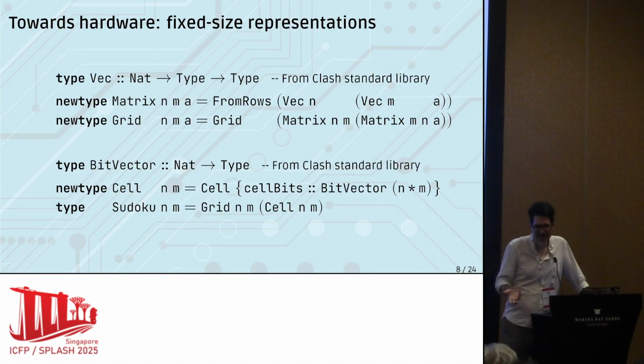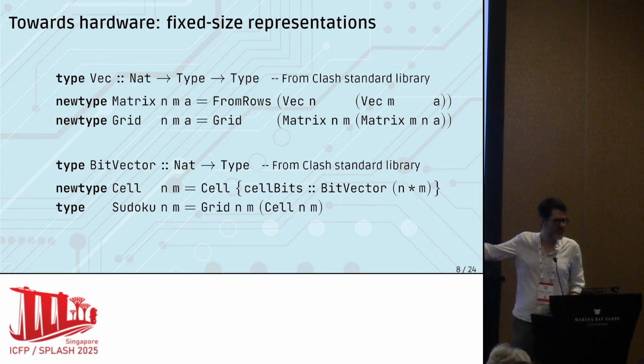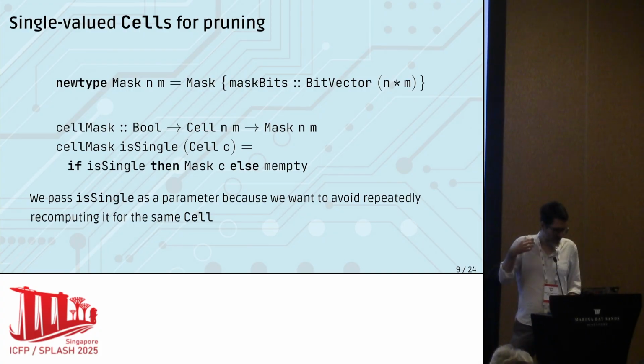And what is a cell? Well, I said that the internal state of the solver is all the possible values that are still valid for a given cell. So we're just going to use a bit vector of the right width to represent cells. And so now we can say that an NM Sudoku board is just an NM grid of n times m long bit vectors. So the main operation that we need to be able to do efficiently is pruning.